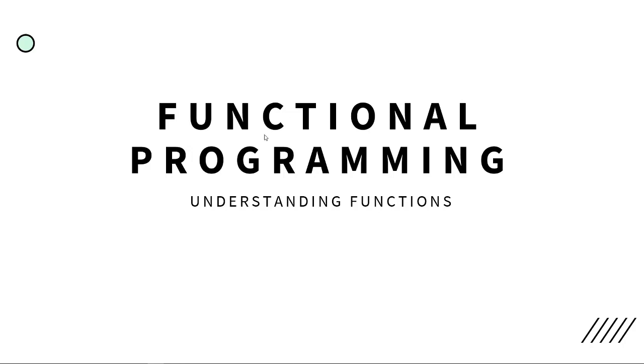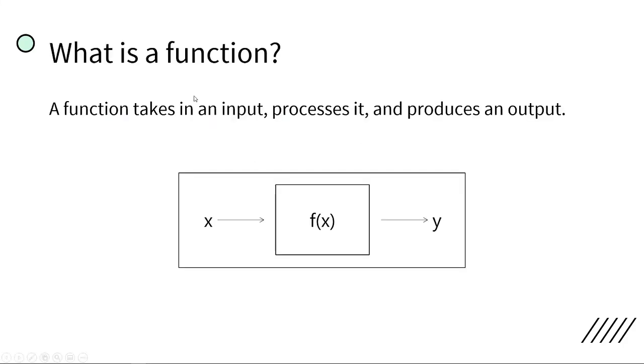So before we proceed with discussing the concepts of functional programming, let's first try to understand the essence of what makes up a function in functional programming. So a function takes an input, processes it, and produces an output. For example, in the diagram below, you can see that we have an input x, then we have a function f, which takes that input x and does some processing inside of it, and then produces an output called y.